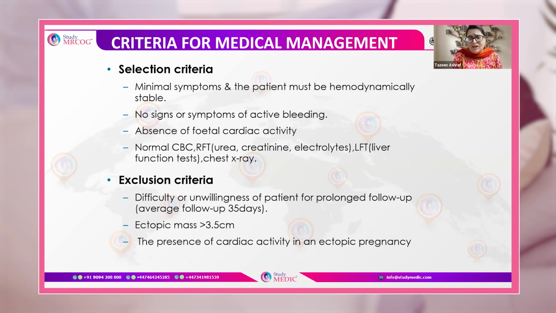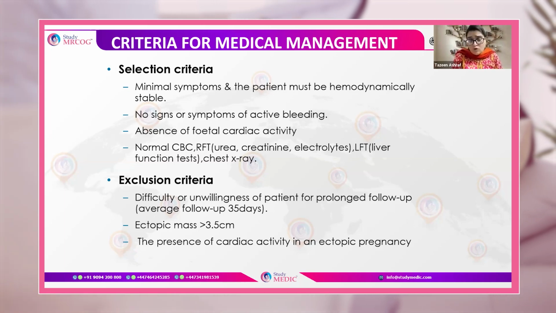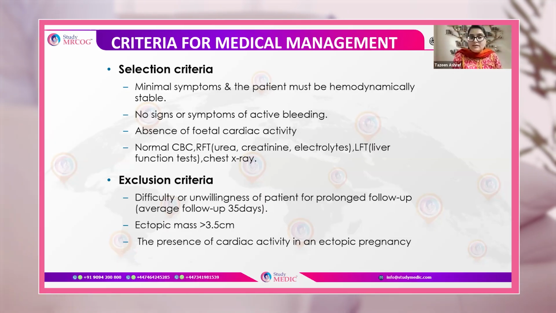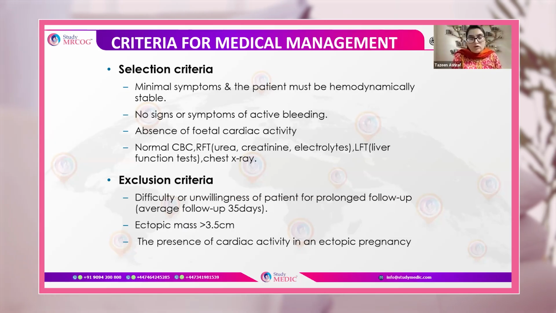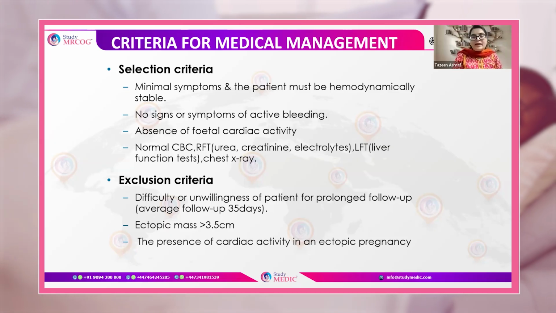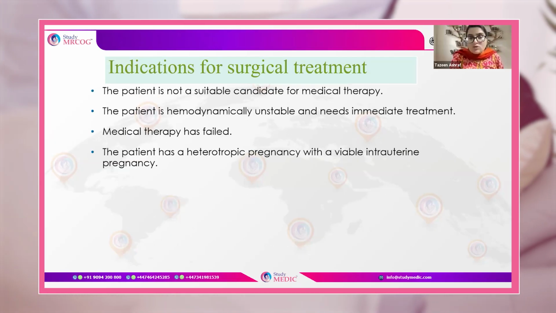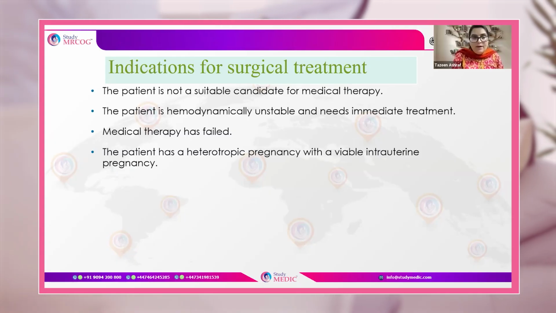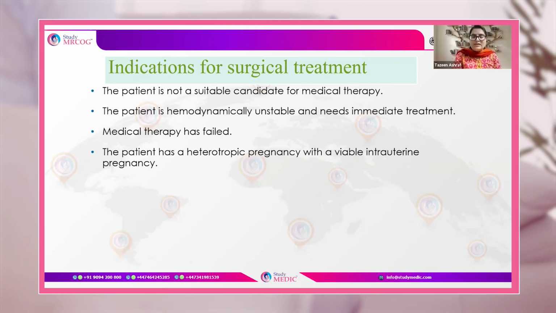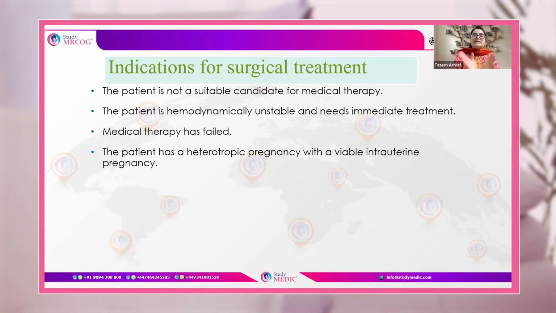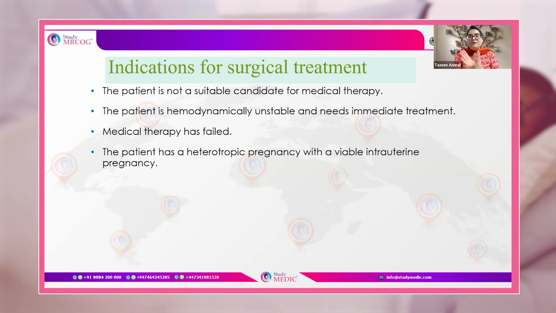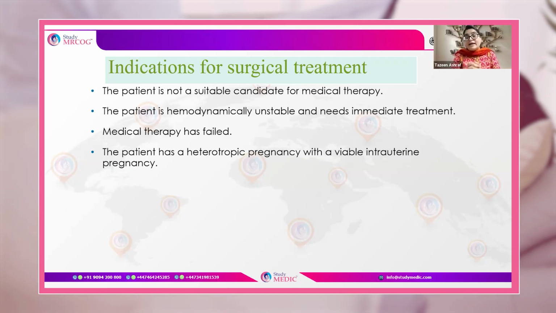If the patient is having difficulty or unwillingness for the follow-up, then these are not good candidates for medical management. Same is the situation if the size of the ectopic pregnancy is more than 3.5 centimeter, and if the fetal cardiac activity is present, then also they are not good candidates for medical management. Surgical management is carried out. So now you know the medical management. We say hemodynamic stability. We say that the sac size should be less than 3.5 centimeter. And we say that fetal cardiac activity should be absent.